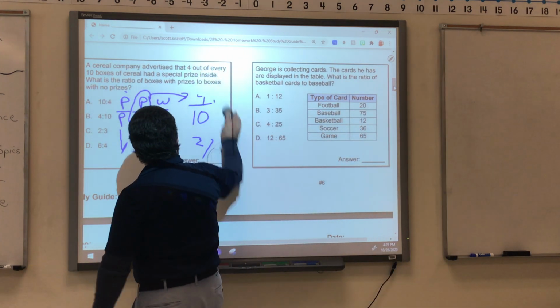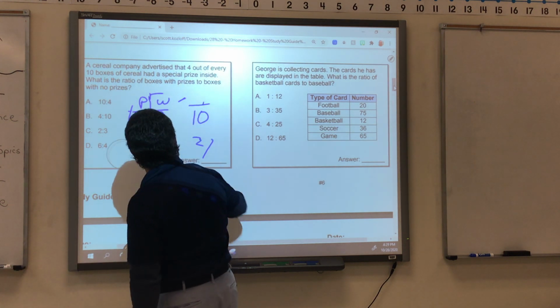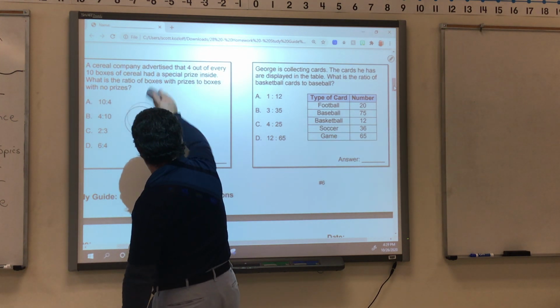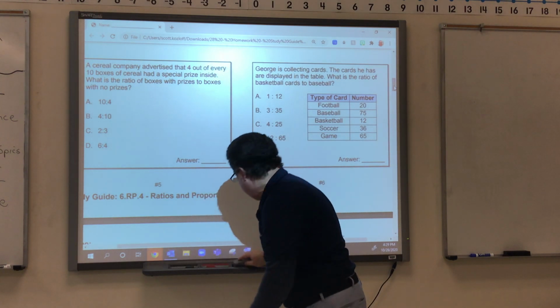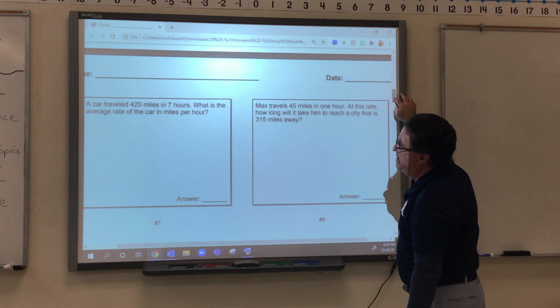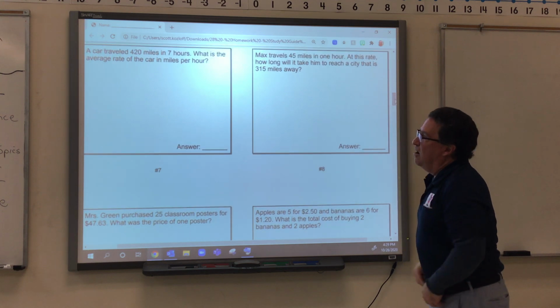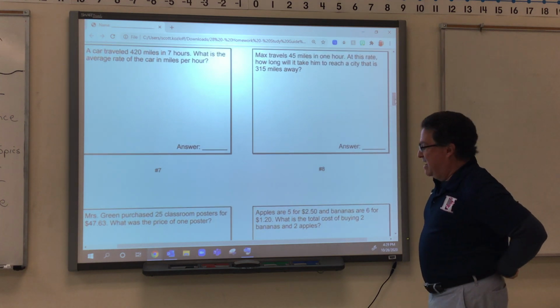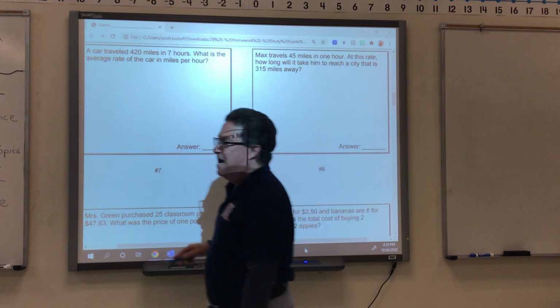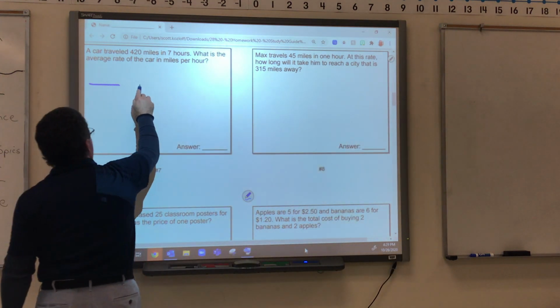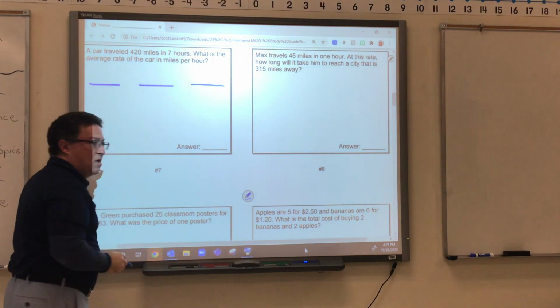Question number 7 gets us to a car traveling 420 miles in 7 hours. What is the average rate in miles per hour? We're going to go through the 5-step process.